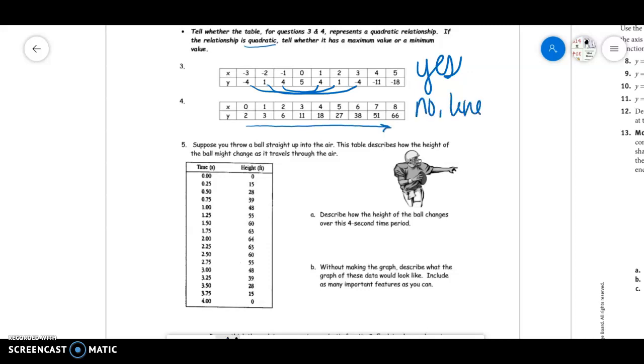This one is linear. If the y values are either increasing or decreasing, it's linear. If they go up and then they go down, then it's going to be quadratic.